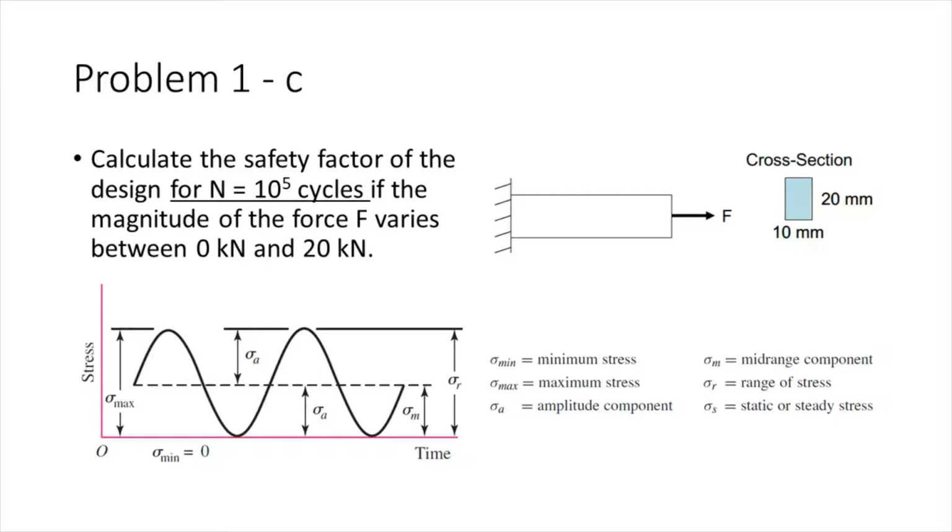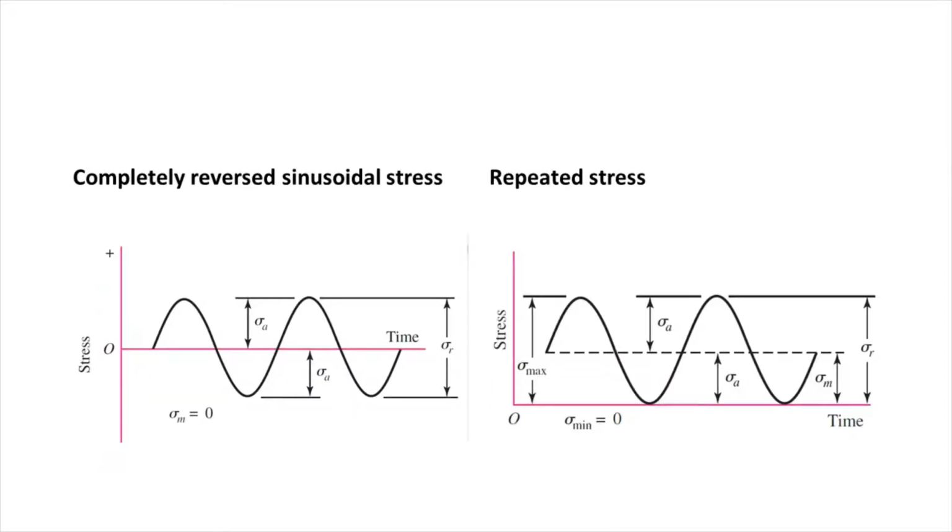For 1C, we need to calculate the safety factor of the design for n equals 10 to the power 5 cycles if the magnitude of the force F varies between 0 kilonewtons and 20 kilonewtons. Here, the type of variable loading is changed. It is no longer completely reversed as the mean force or stress is not equal to 0.